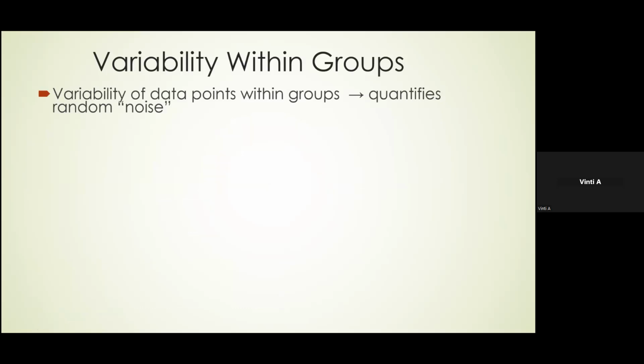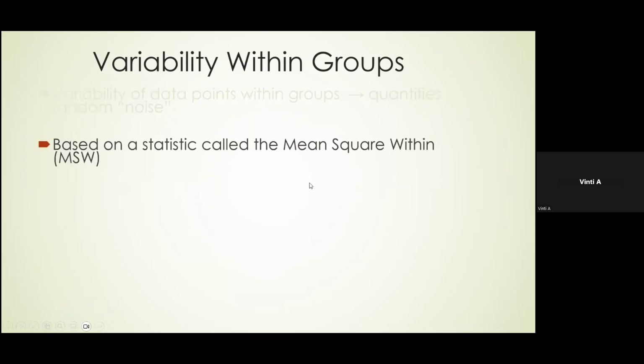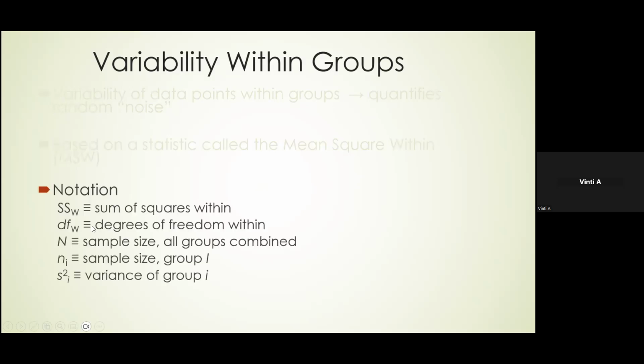Now, this is random noise. Now, this is mean square within. Here it is notated by sum of squares within groups. Then there is degrees of freedom within, sample size of all groups combined. And then you have the individual sample size of group one, and the individual size of group two.